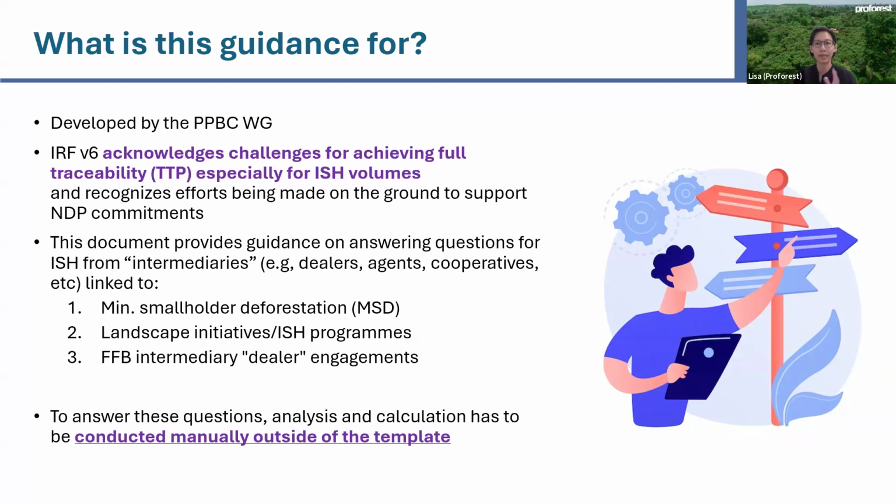So under TTPA, there are a few options you can take to move your volumes into progressing or delivering. So under TTPA pathway, only for independent smallholders, you have minimal smallholder deforestation, landscape initiative or independent smallholder programs, and also FFB intermediary engagement, also known as dealer engagements. Some of these questions may also require you to fill in a number or percent into the template. And this has to be conducted manually outside the template. So if we move on to the next slide.